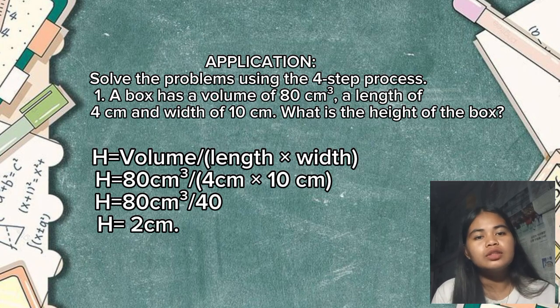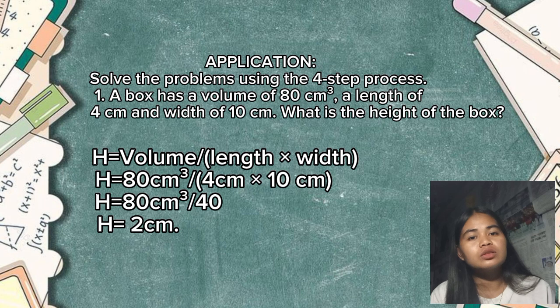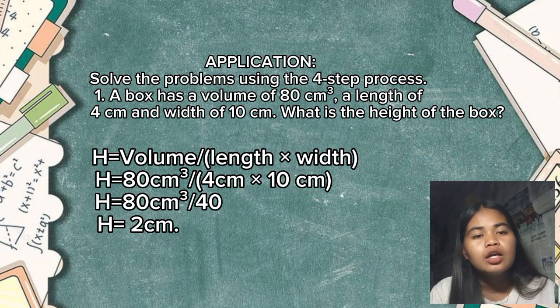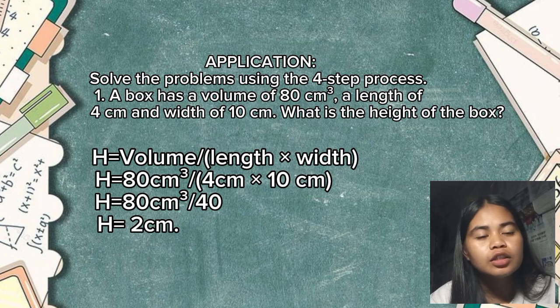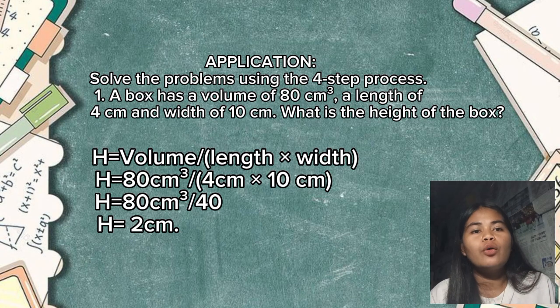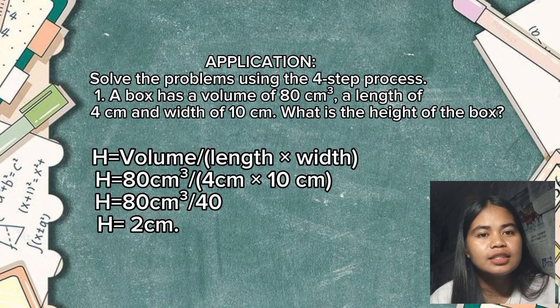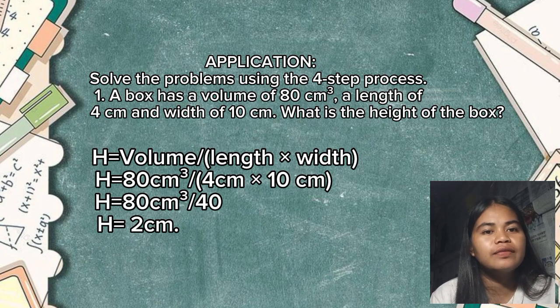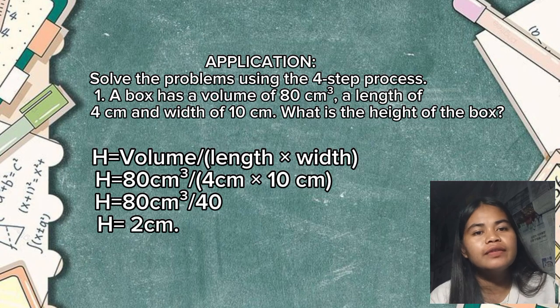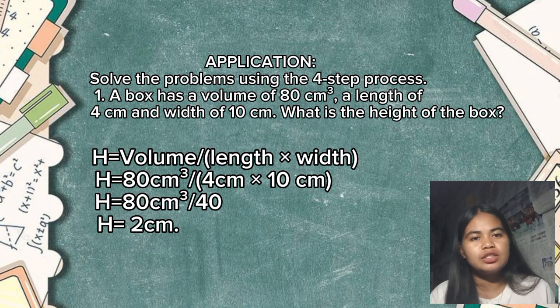So, ipang-substitute ra nato ang given na mga length, width, and so on. So, H equals 80 centimeter cube divide 4 times 10. So, inganaan na siya pag-substitute guys. Unahon sa nato ang sulod sa parenthesis guys. I-multiply ra nato na and it will be 40 ang result. Then i-divide nato ang 80 divide 40. So, 2 centimeter ang answer.